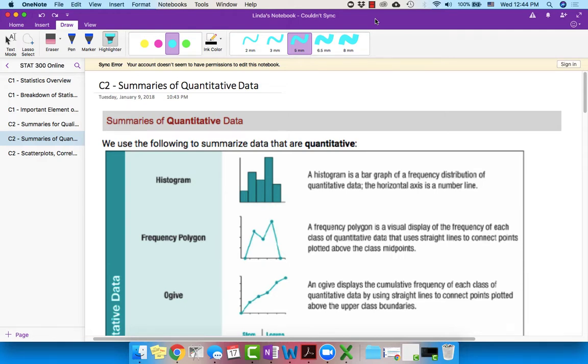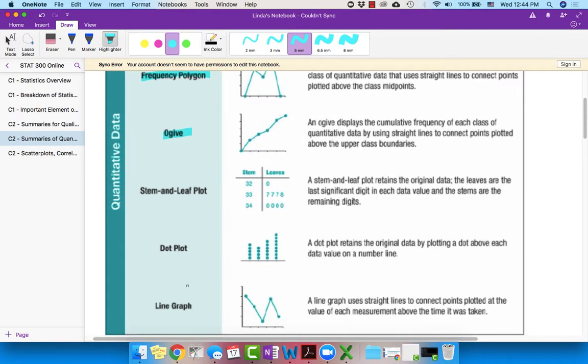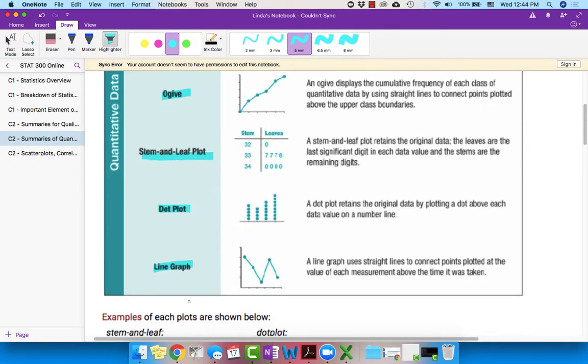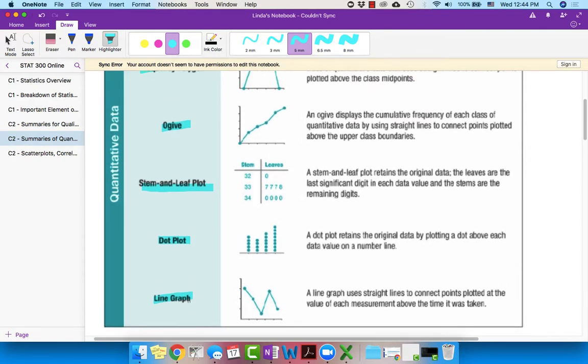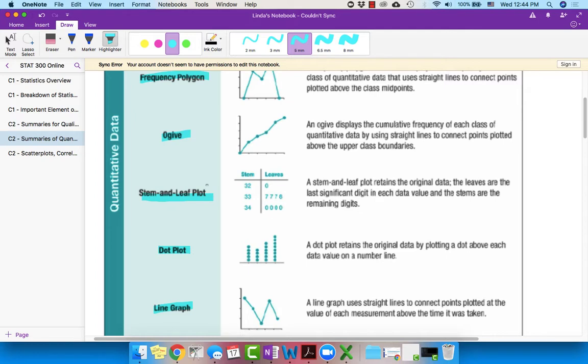Hello student, in this video we will look at summarizing data that are quantitative. That is, it's all about numbers. From the list you see here, we have histogram, frequency polygon, ogive, stem and leaf plot, dot plot, and line graph. Again, the list is not comprehensive. You see here the example of each, and then some more here.